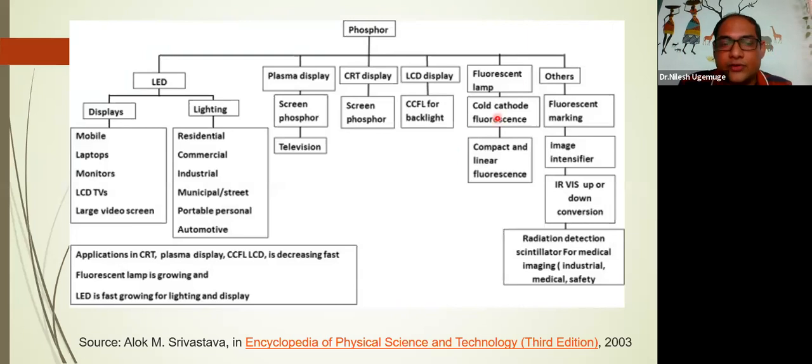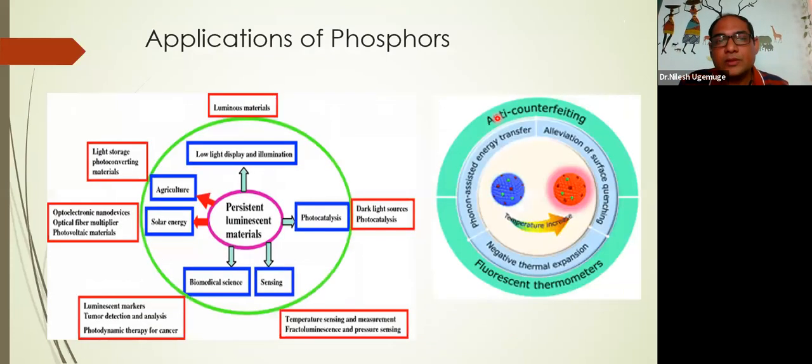For detail, if you need some literature, I will also provide it to those who are interested in working in this field. And if you wish to collaborate with us, with our group of researchers, you are most welcome. We have all kinds of synthesis facilities at our college, and we are looking for some characterization facilities as well soon. So friends, these are some of the applications of phosphors.